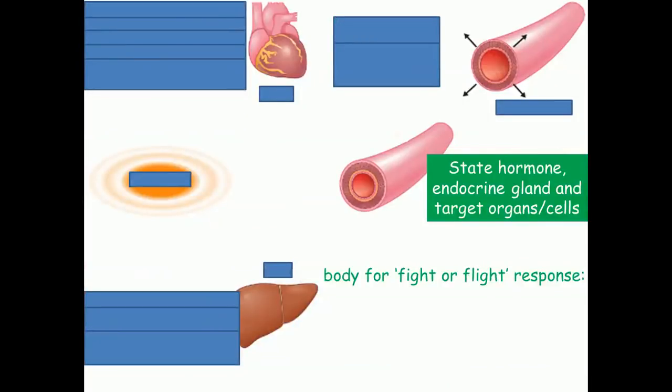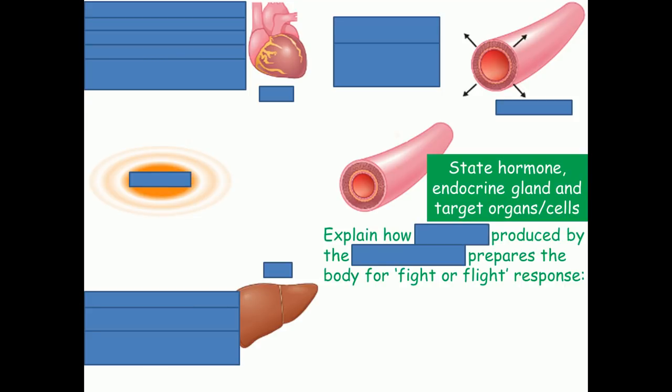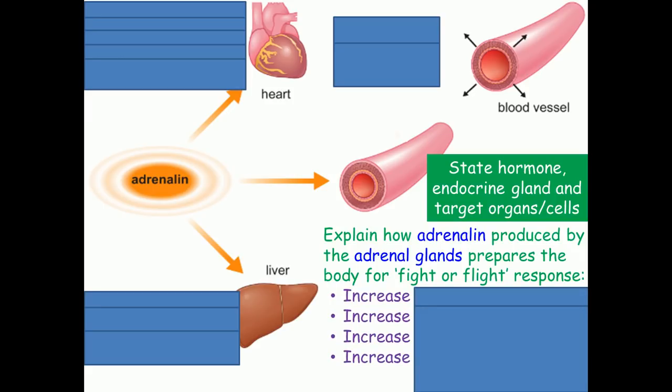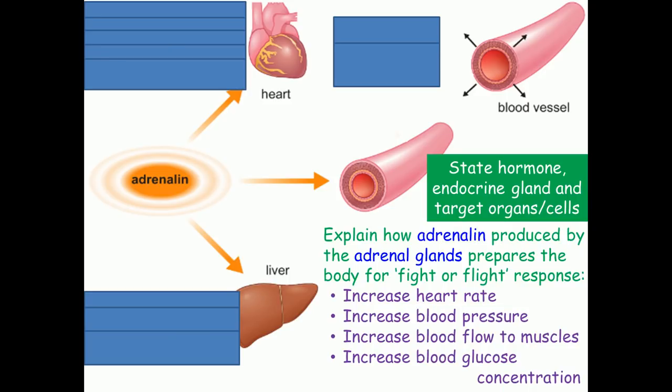Okay, so you can see in that example when the person was suddenly shocked, he reacted very fast. So that means he had to move very quickly using his muscles. So for the fight or flight response, we need to know the hormone, the endocrine gland, and the target organs. So the hormone is adrenaline, and you can see that he had a lot of adrenaline, which is produced by the adrenal glands, and it has an effect on the heart, the blood vessels, and the liver. And when it has those effects, it causes an increase in the heart rate, and it also causes an increase in blood pressure, blood flow to muscles, and blood glucose concentration.